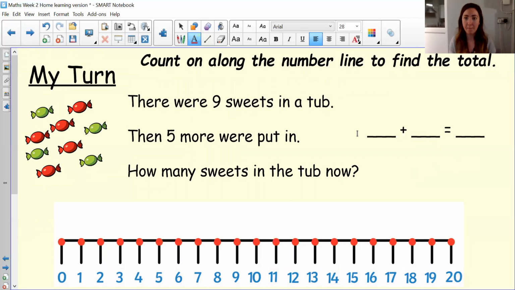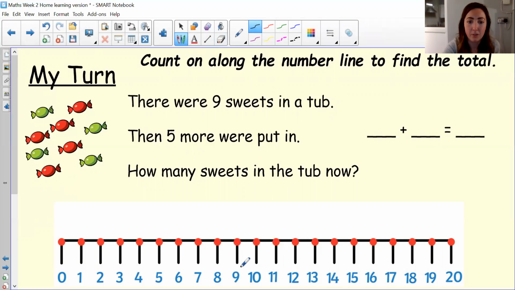Oh, here is our number line. So this time we're counting on a number line, and there's a longer question here. So let's have a read and see what we need to draw out from the question to work out what it's asking us. So, there were 9 sweets in a tub. So how many sweets were there first? There were 9 sweets in a tub. Okay, here are those 9 sweets. So on a number line, where do we need to start? That's right, we need to start with the number 9. So I'm going to circle the number 9 here.